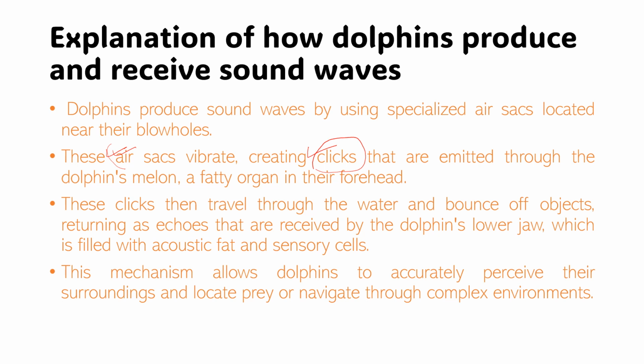So the signals are emitted from the forehead. This is the signal emitting area. But when the signals get reflected, they are received by some organs, the acoustic fat and sensory cells located in the lower jaw, which actually process whether it is a prey or it is a structure, right?